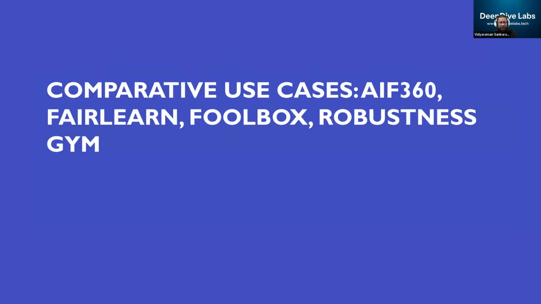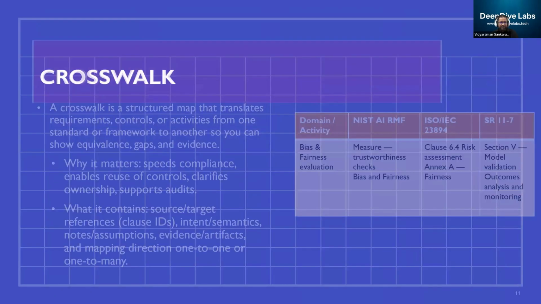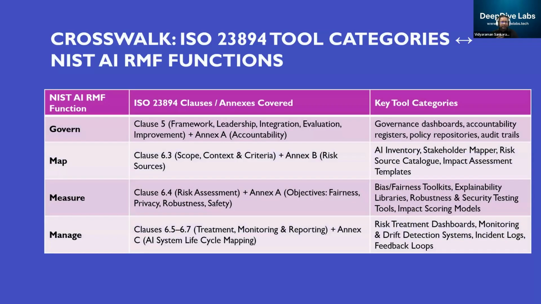So what this particular crosswalk is now telling us is very simply that if you have the NIST AI RMF functionality and you had the Measure category, that would be mapped to the ISO 23894 clause 6.4. And in order to satisfy that particular set of requirements, you would then use the key tools which are related to bias, fairness toolkits, or explainability. And those specifics are what we just saw in terms of AIF 360 or any of the other toolsets there.